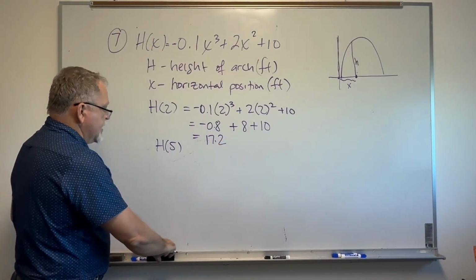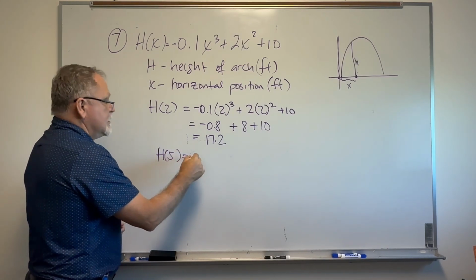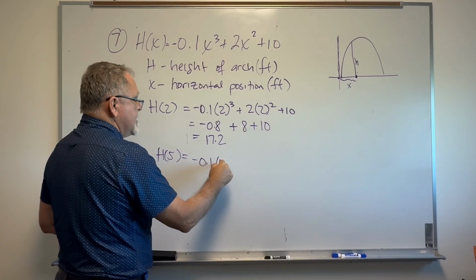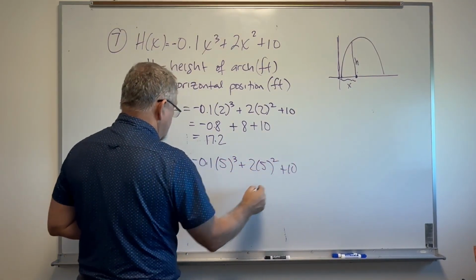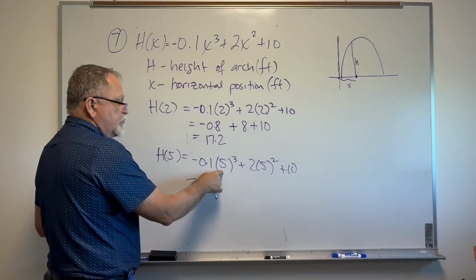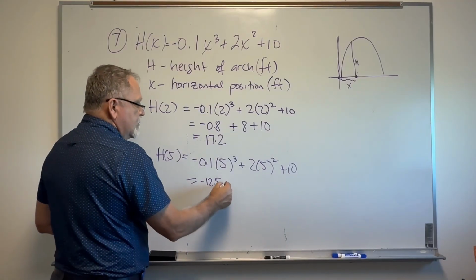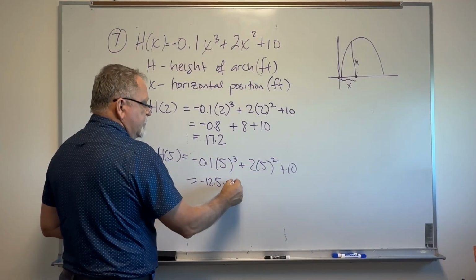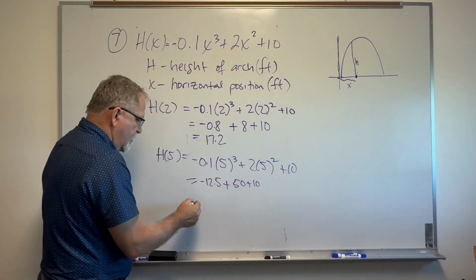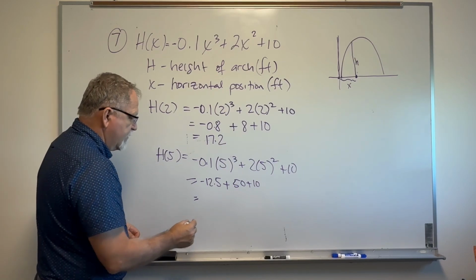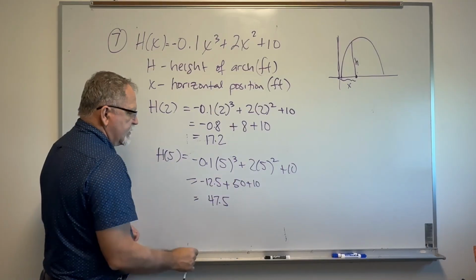Next, I need to evaluate h of 5. Slide this down a bit. h of 5. So same idea. Negative 0.1 times 5 cubed plus 2 times 5 squared plus 10. This is, let's see, 5 cubed is 125. So this will be negative 12.5 plus 25 times 2 is 50 plus 10. So I'll do that again. So I've got 60 there minus 12.5. Should be 47.5. Let's see if I add 12.5 to that. Yep, I'll get back to 60.